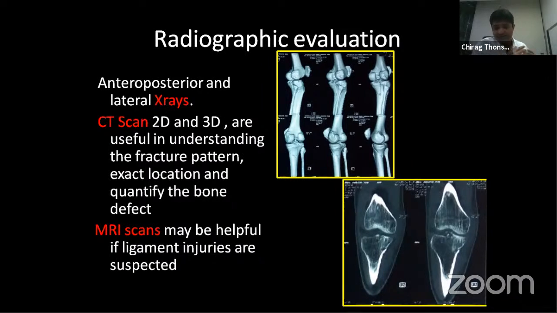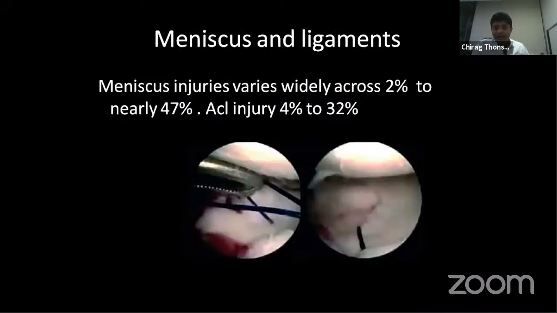In our practice, since most of us are arthroscopic surgeons, we would go one step further and get an MRI scan done. It's very helpful to single out any ligament injuries or any suspected meniscus injuries.